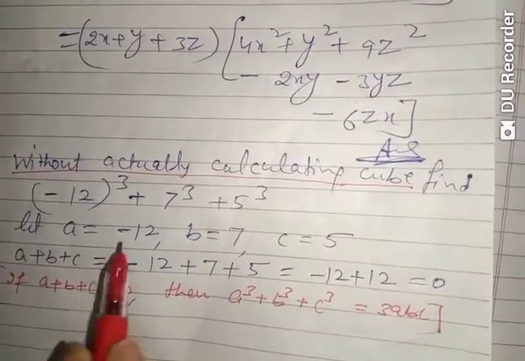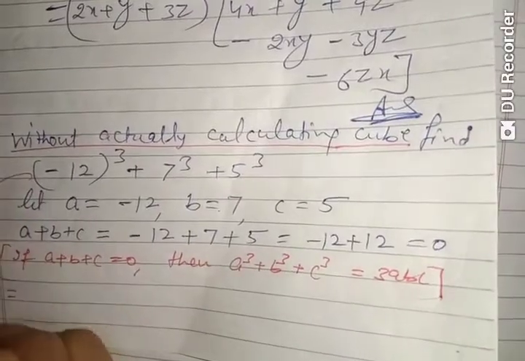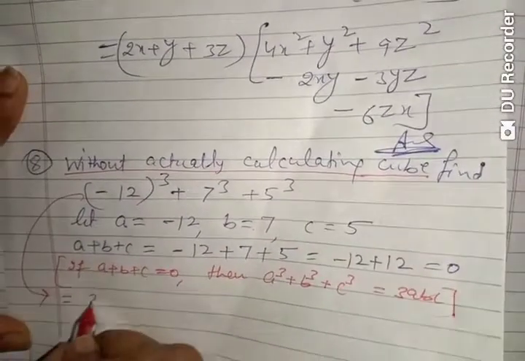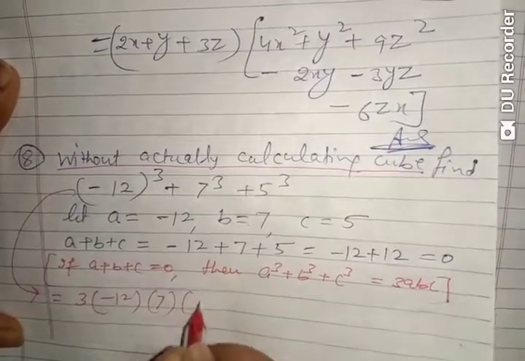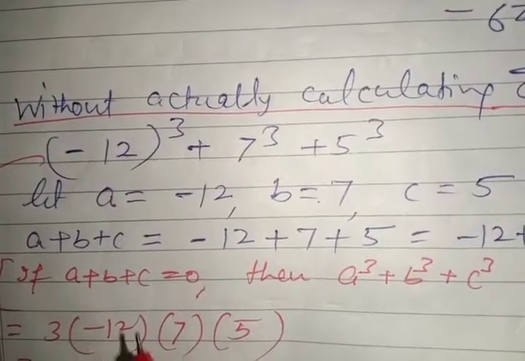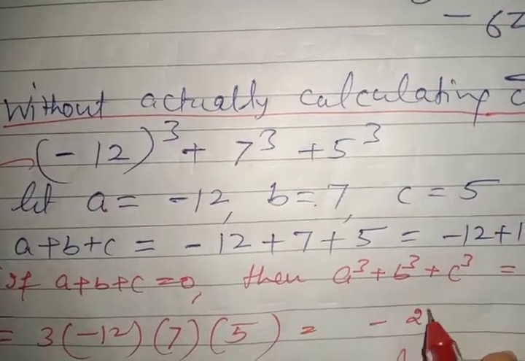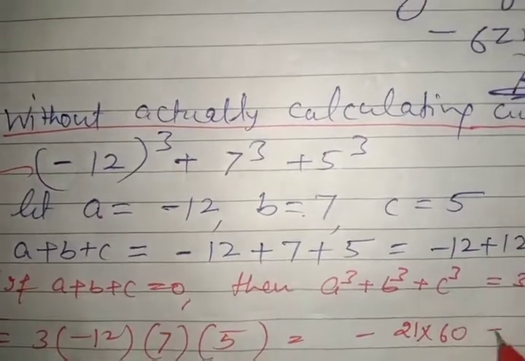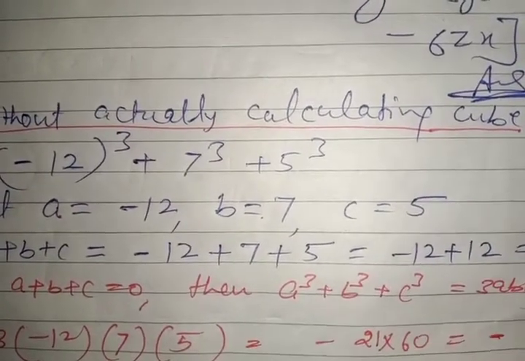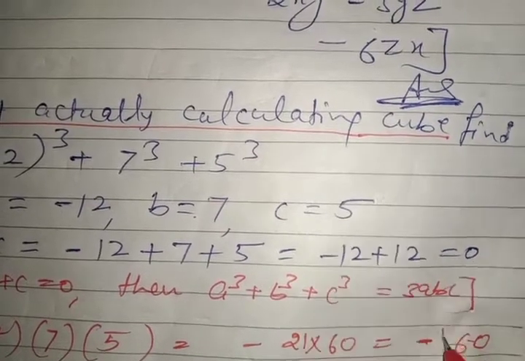Find out. Already we have found out what a is, what b is and what c is. So the answer of this question is 3abc, which is equal to minus 21 into 60. Why minus? Because 1 minus is there in multiplication, and the final answer is minus 1260.